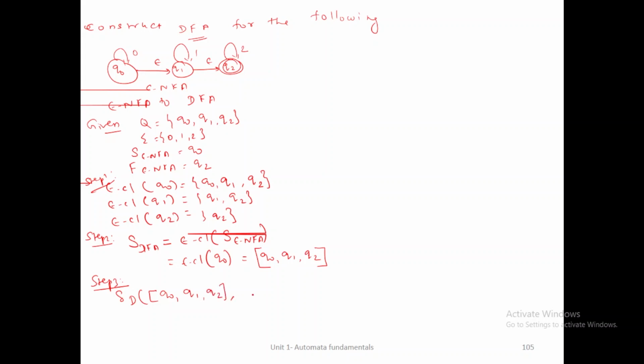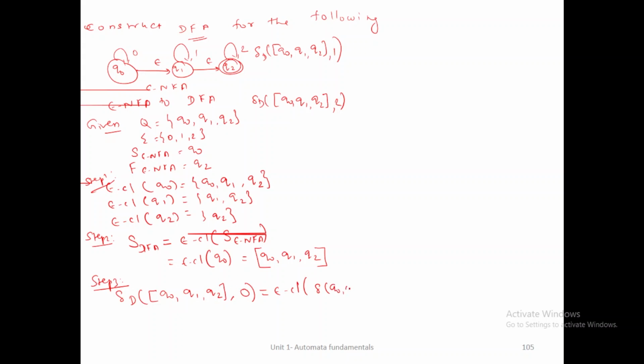What is the starting state? It contains 3 values in it. And you should calculate the answer with 3 alphabet symbols, because 3 alphabet symbols are given in the epsilon NFA. So you should calculate tilde D of [Q0, Q1, Q2] with 0, and then tilde D of [Q0, Q1, Q2] with 1, and also tilde D of [Q0, Q1, Q2] with 2.